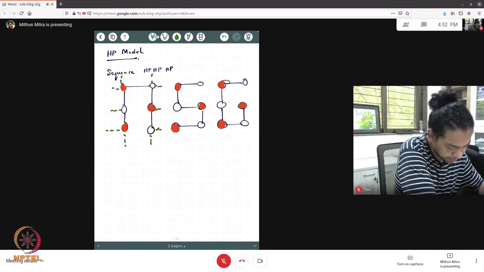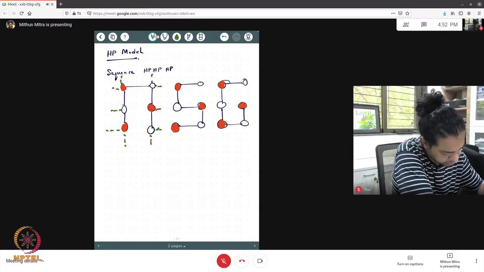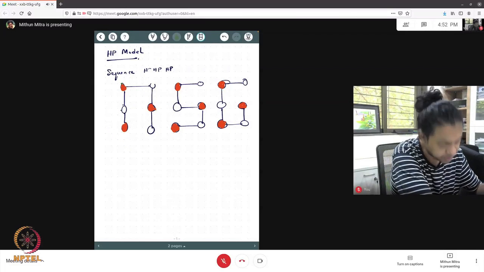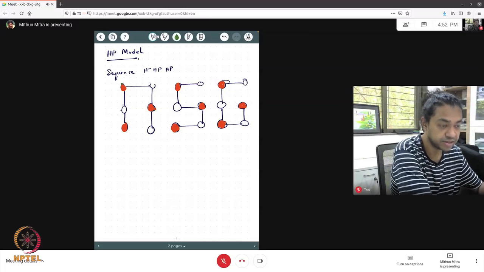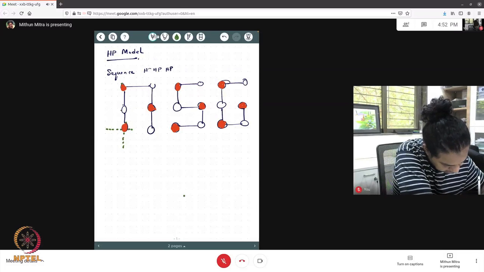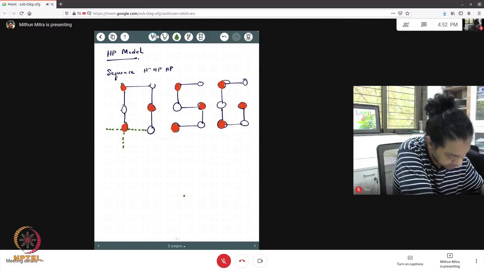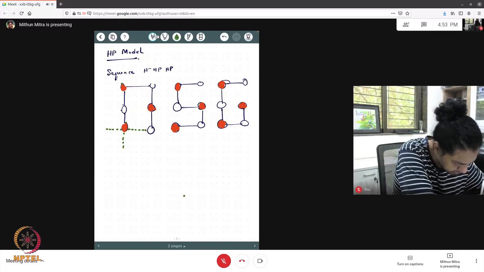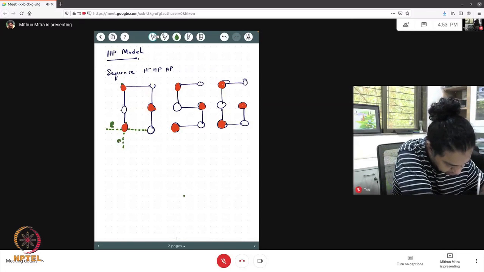Okay, so let me try to count. We understand that surrounding all of this is water. So now let me try to count the number of such bonds which have an energy penalty. Here is my first hydrophobic residue over here, right? It has a bond with water over here, it has a bond with water over here, and so basically these are neighbors in that sense, right? So it has a bond with this polar residue over here, okay? So that's 3 epsilon.